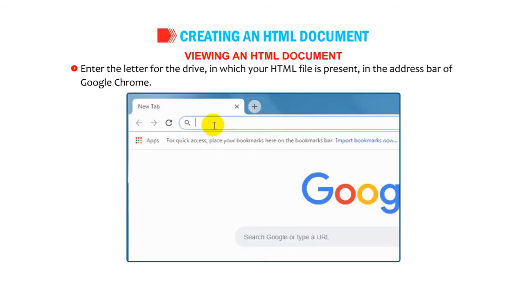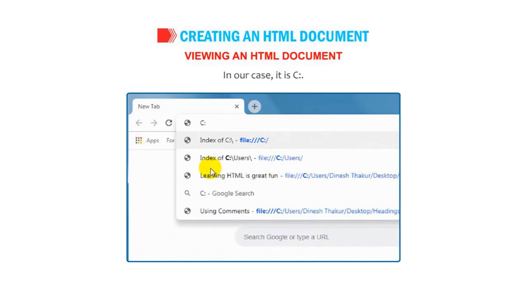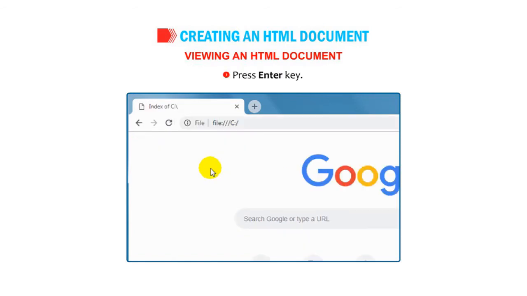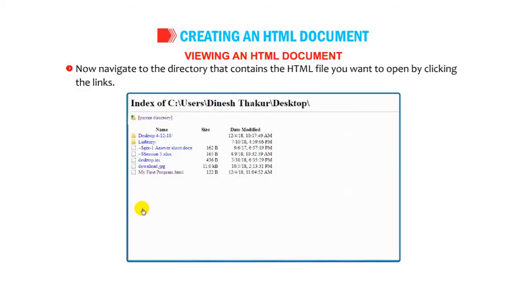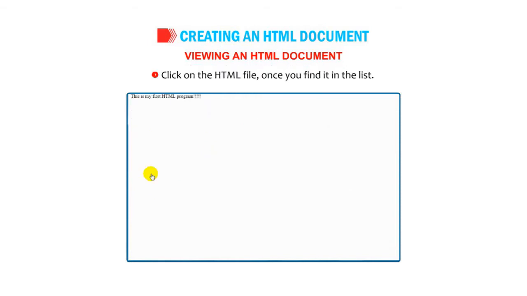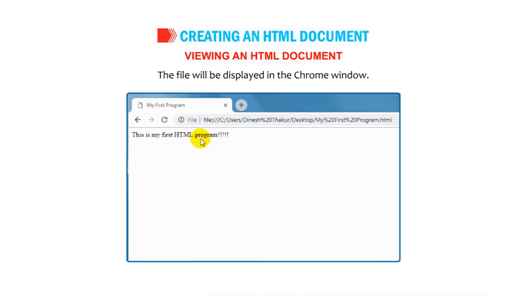Enter the letter for the drive in which your HTML file is present in the address bar of Google Chrome. In our case, it is C. Press Enter key. The directories and files on that particular drive will be displayed as links in the Chrome window. Now navigate to the directory that contains the HTML file you want to open by clicking the links. Click on the HTML file once you find it in the list. The file will be displayed in the Chrome window.